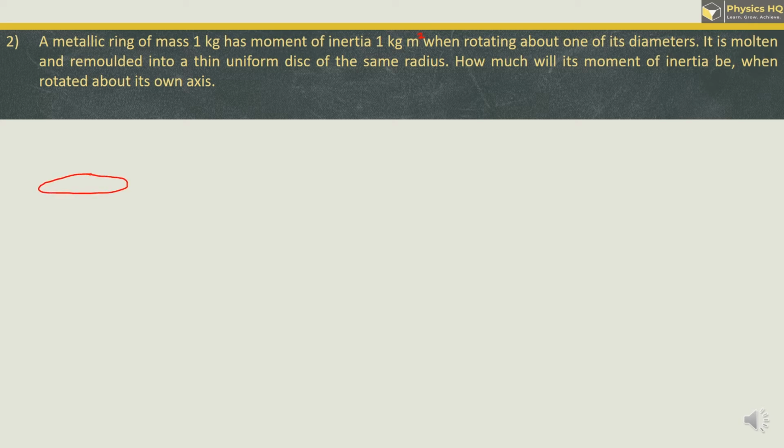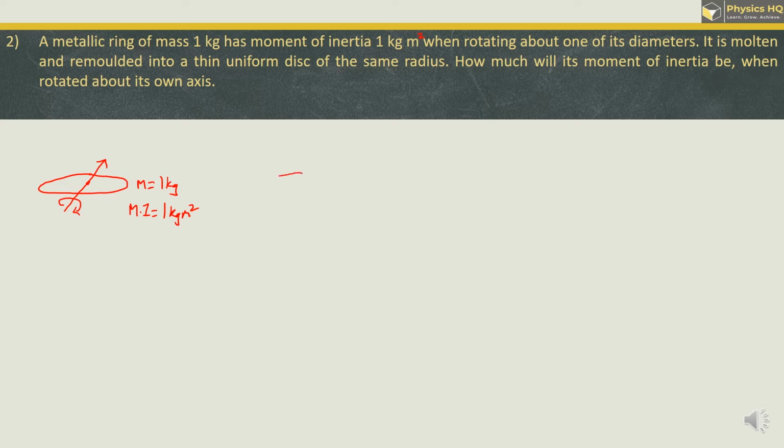The mass of this ring is 1 kg and the moment of inertia is 1 kg meter square when this ring is rotating about one of its diameter. Okay, so this is one of its diameter. Let us say it is rotating about this diameter. Now it is molded and formed in the shape of a uniform disc of the same radius.